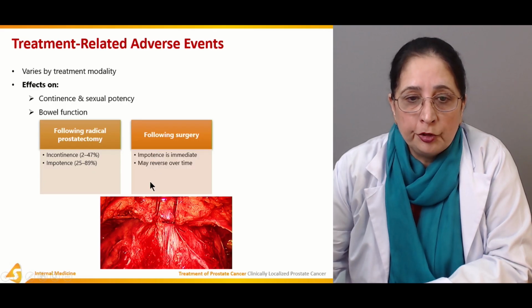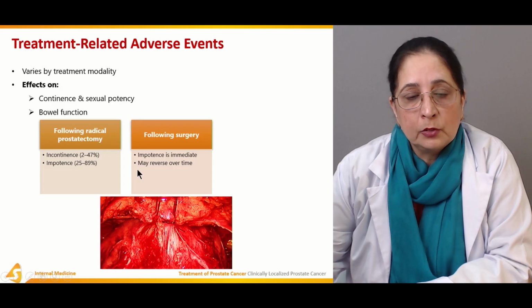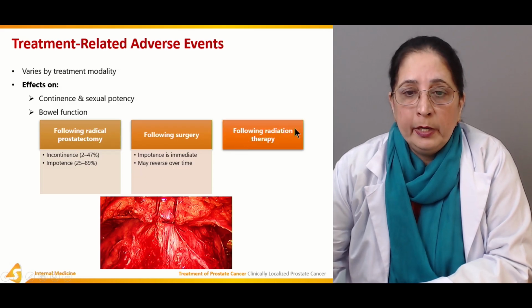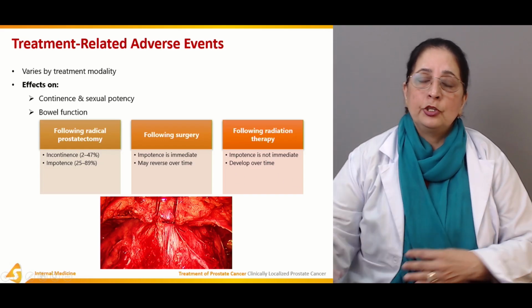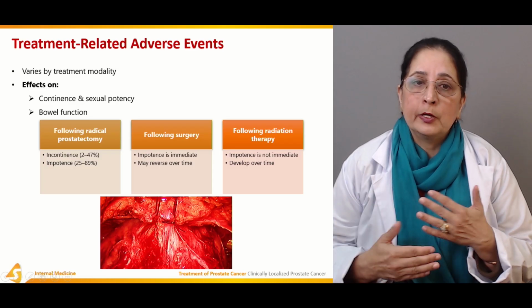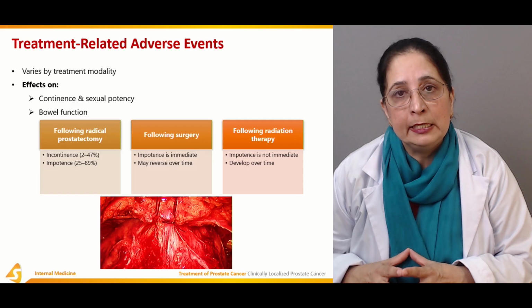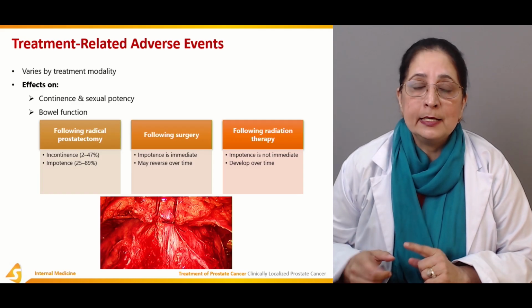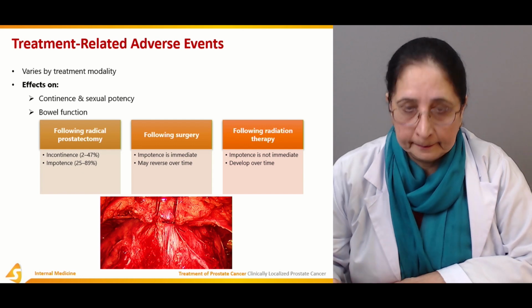Following the surgery, impotence is immediate and may reverse over time. Following radiation therapy, impotence is not immediate and develops over time. So surgery leads to impotence immediately, and radiation therapy can also lead to impotence, but that is not immediate; it occurs over a period of time.